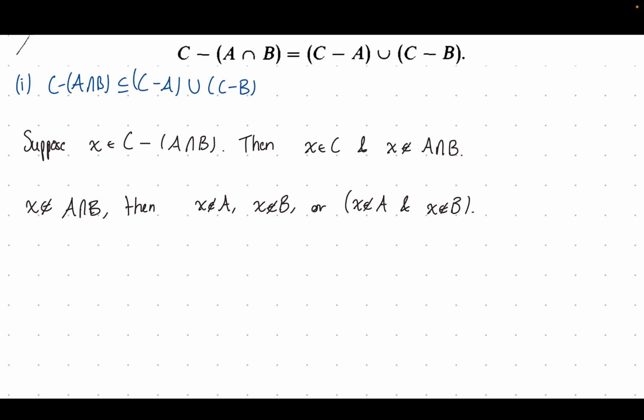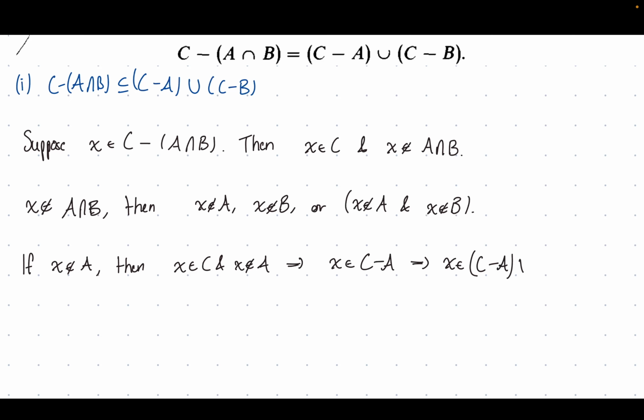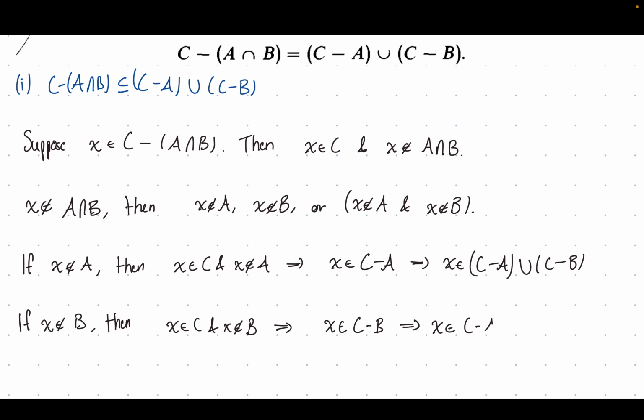Okay, so if X is not in A, then we know that X is in C and X is not in A, which implies that X is in C minus A, which implies that X is going to be in C minus A union C minus B. Okay, now on the other hand, if X is not in B, then X is going to be in C and X is not going to be in B, which implies that X is in C minus B, which implies that X is in C minus A union C minus B.